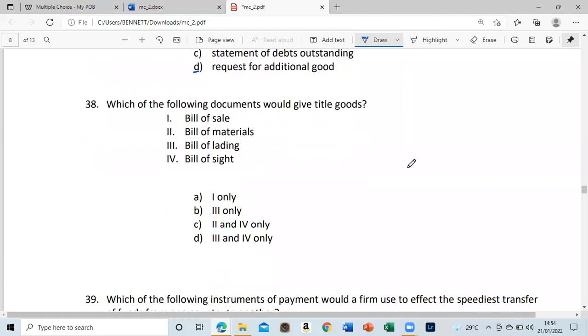Which of the following documents would give title to goods? Is it bill of sale, bill of material, bill of lading, or bill of sight? And number 38 is the first one only. Alright, so that would be A.